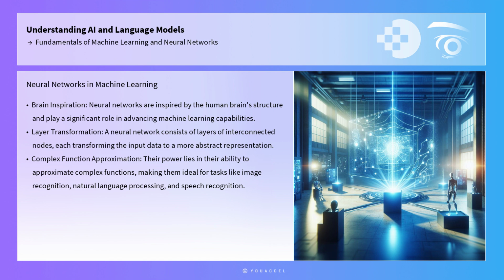Neural networks, inspired by the human brain's structure, play a significant role in advancing machine learning capabilities, particularly in deep learning, a subset of machine learning. A neural network consists of layers of interconnected nodes or neurons, each layer transforming the input data to a more abstract representation. The power of neural networks lies in their ability to approximate complex functions, making them ideal for tasks such as image recognition, natural language processing, and speech recognition.